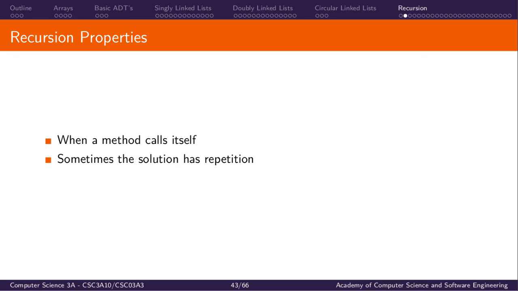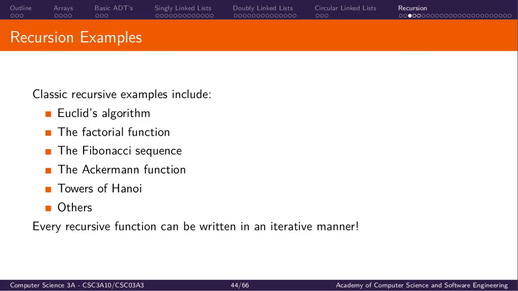Someone's already asked recursion versus loops. There are recursive methods that can be expressed as loops. I will look at ones that are easily expressible as iterative statements, so as loops, but there are also some that can't be. All right. So it is a method that calls itself, and sometimes the solution has repetition. So there are some classic examples of recursive methods. We're going to go through most of them.